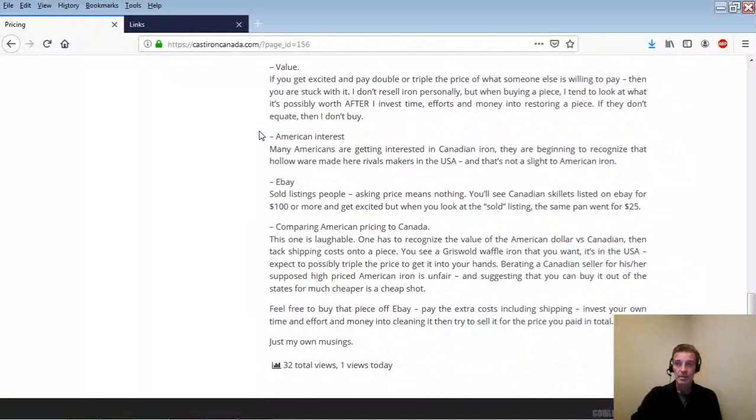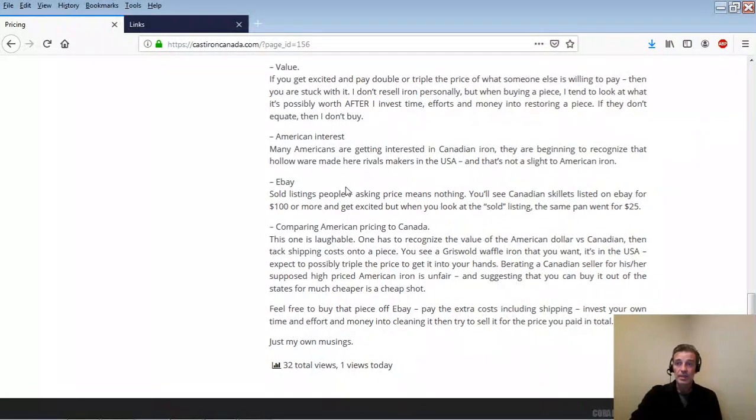eBay is another big one. If you see something selling for $200 on eBay, don't just classify it as worth $200. Go into the sold listings and look for the same kind of piece. You may not find it, but if you're seeing a GSW skillet that's listed as rare for $200, chances are it's somebody who's trying to hose you down. So it's always buyer beware.